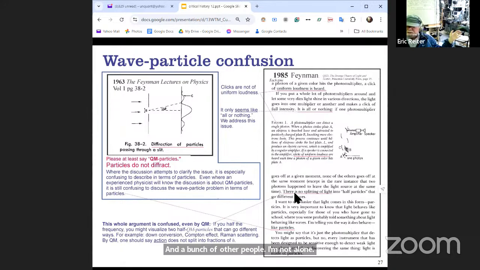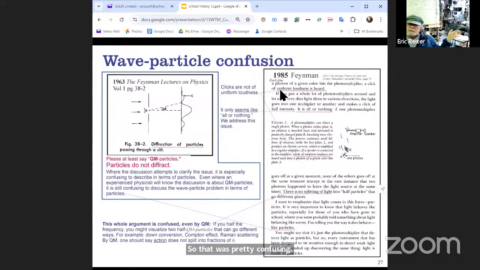Then there's no splitting of light into half particles. Well, what he really meant was that Planck's constant doesn't split, because there are all these other ways of splitting, with Raman and Compton scattering and parametric down conversion, whatever, and you lower the frequency. So that was pretty confusing.